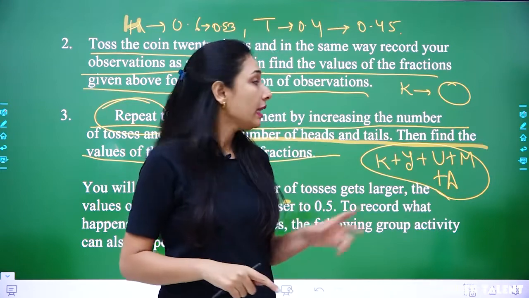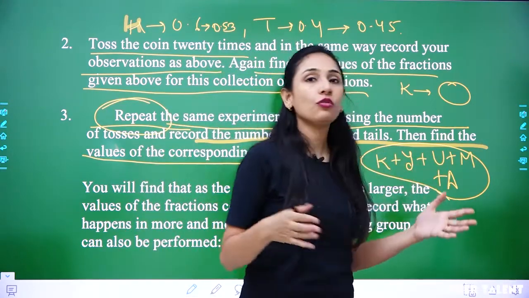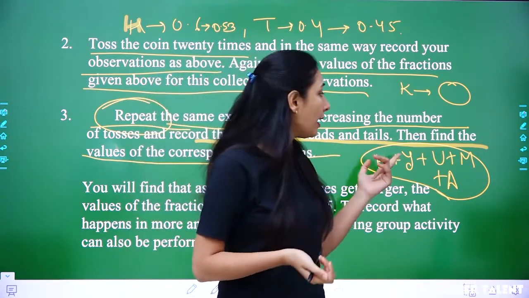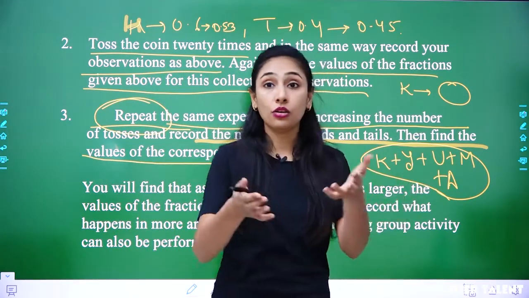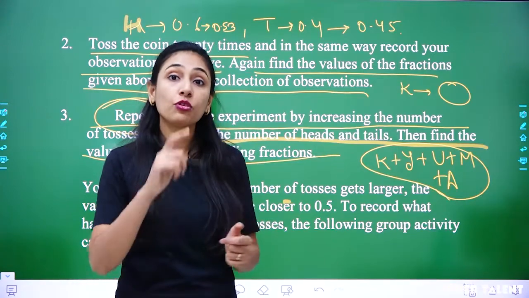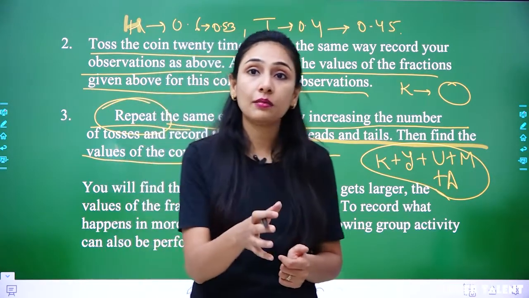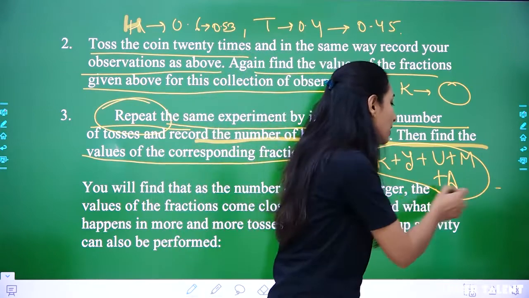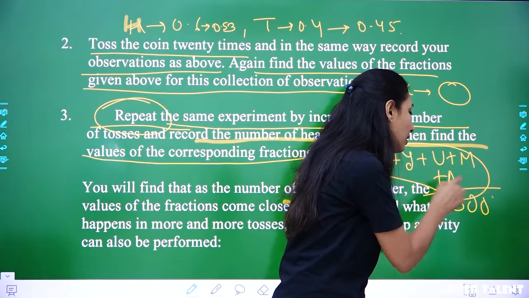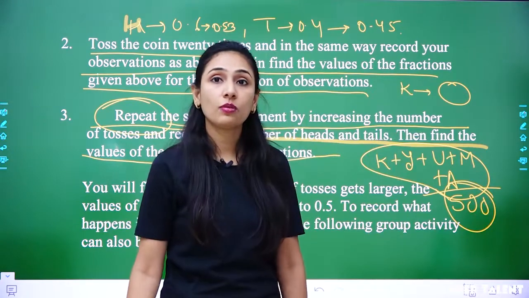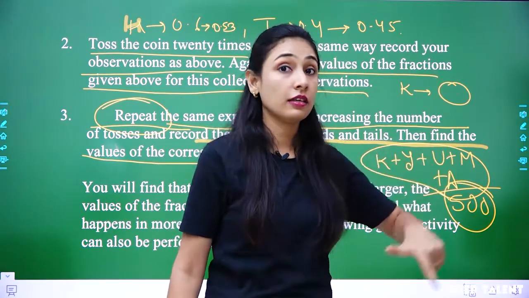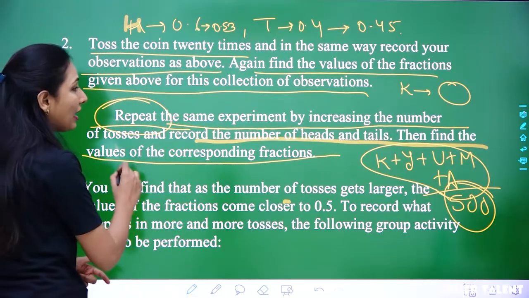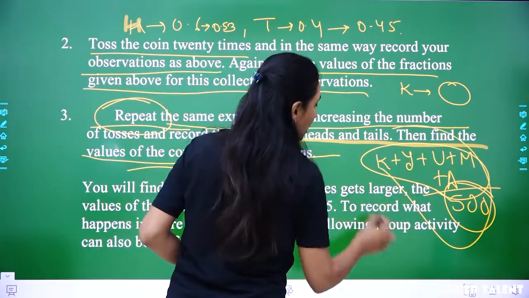Then you will ask the same from me, from Ayushi, from Kavita, and from Yash, and add them up along with your own observations for the tail, how many times tail comes up in that experiment. Then you'll be dividing it by the number of trials. How many are that? 500 complete trials: 100, 100, 100, 100 and 100. So 500 trials. So you will be getting some fractions here.